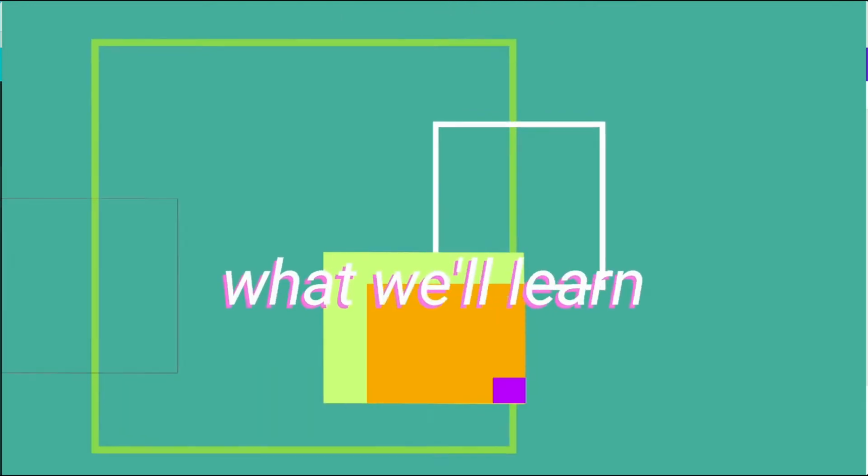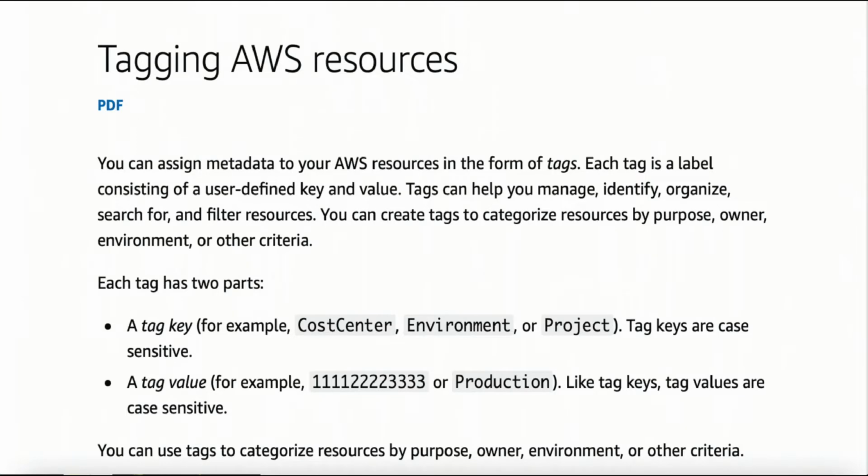What exactly we are going to cover is how to update the missing tag information, and that is something we are going to cover with the help of shell scripting and the AWS CLI command.